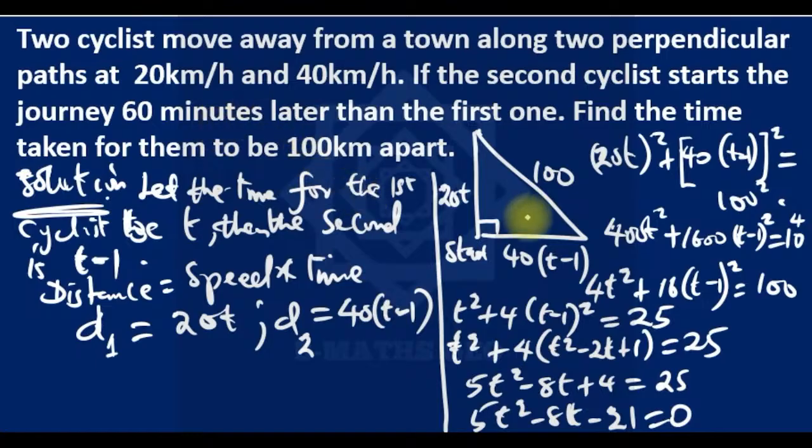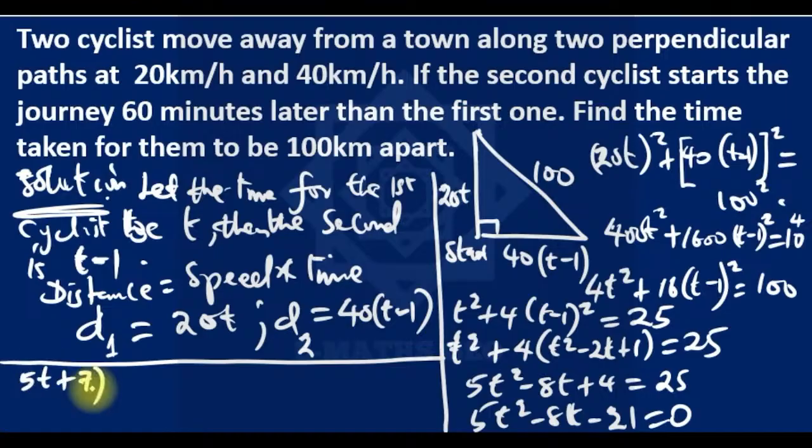So we form a quadratic equation. So we can solve this by factorization. We have 5t plus 7 times t minus 3. If you open up this, that's what you get. 7t minus 15t, so minus 8t. Okay, we are correct, equal to 0.